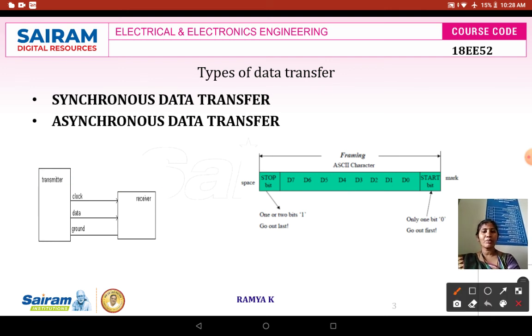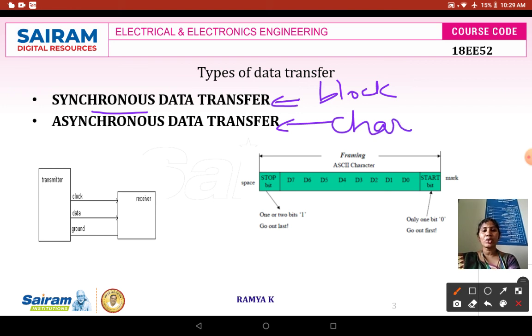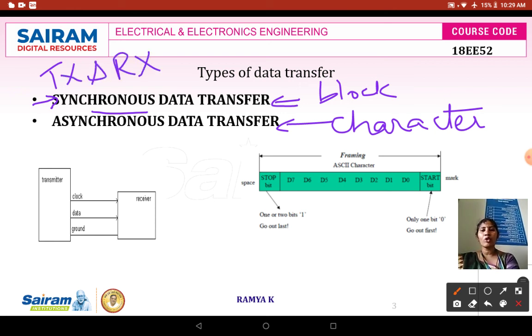One more time I will summarize the points on synchronous and asynchronous data transfer. Synchronous data transfer transmits a block of data, whereas asynchronous data transfer transmits only a single byte of data and hence is called character oriented data transfer. From the name it is understood: synchronous means both your transmitter and receiver operate at a common clock pulse. Whereas in asynchronous, your transmitter and receiver operate at different clock pulses.